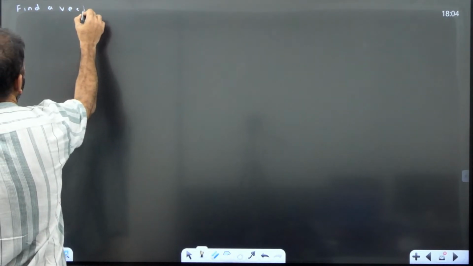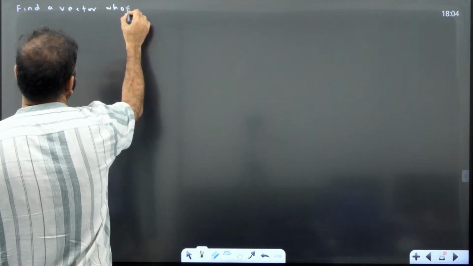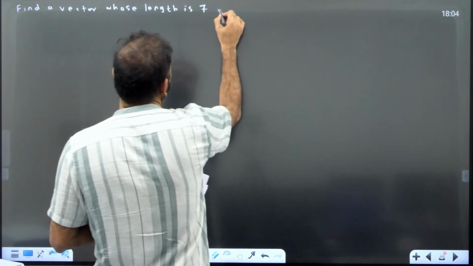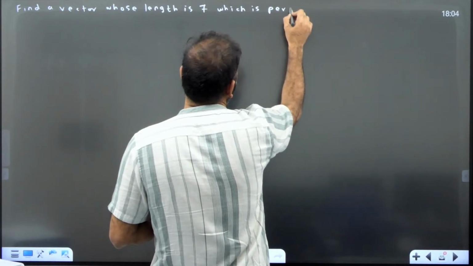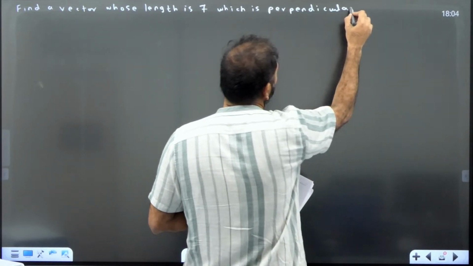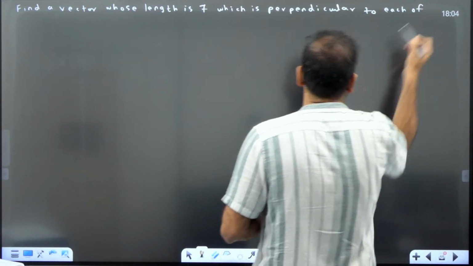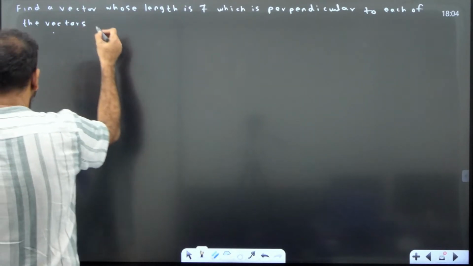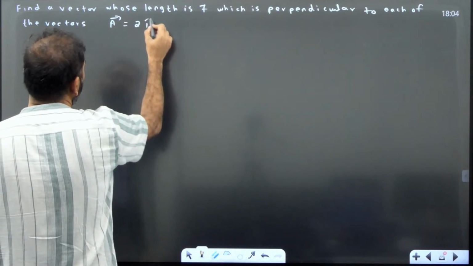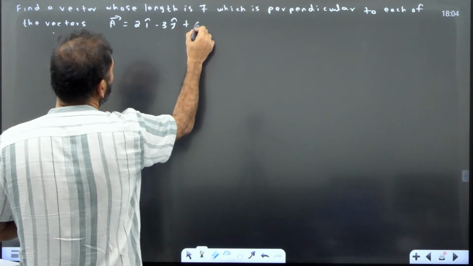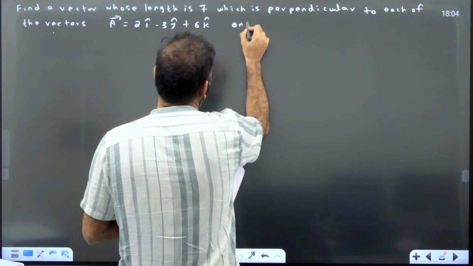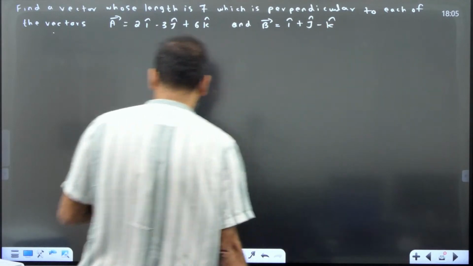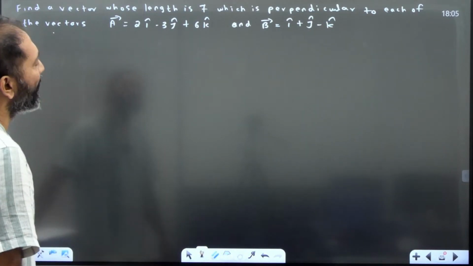Good evening, all of you. Find a vector whose length is 7, which is perpendicular to each of the vectors A vector equal to 2i cap minus 3j cap plus 6k cap, and B vector equal to i cap plus j cap minus k cap. We have to find a vector whose length is 7.